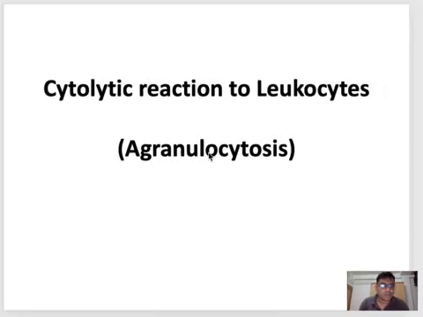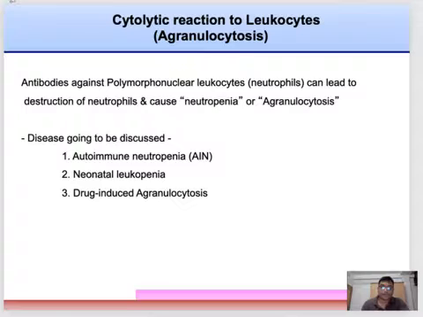Hi everyone. In this video, I'm going to talk about the cytolytic reaction to leukocytes, which is also called agranulocytosis. In this kind of reaction, the antibodies developed against the polymorphonuclear leukocytes, that is neutrophils, can lead to the destruction of these neutrophils, which causes neutropenia or agranulocytosis. Under this, I'll talk about three diseases: autoimmune neutropenia (AIN), neonatal leukopenia, and drug-induced agranulocytosis.